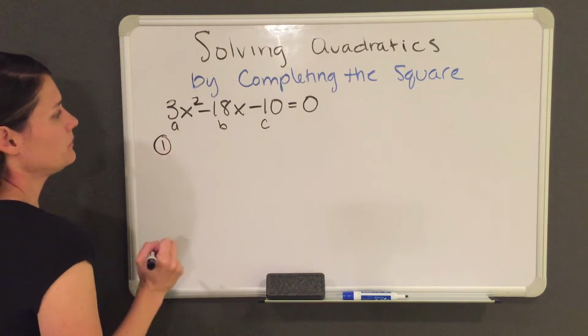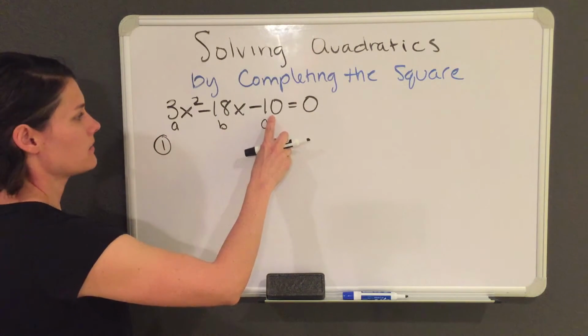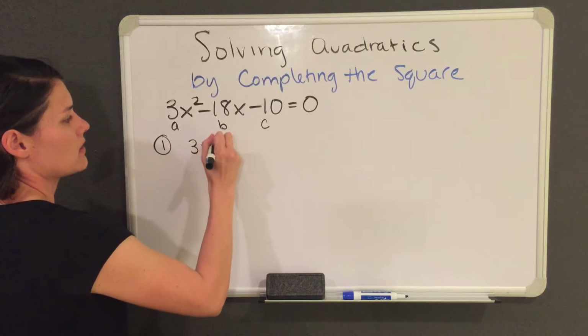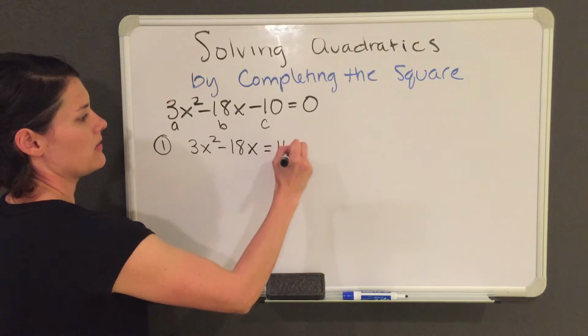On step 1, we're going to add 10 to the other side because it's our constant. We have 3x squared minus 18x equal to positive 10.